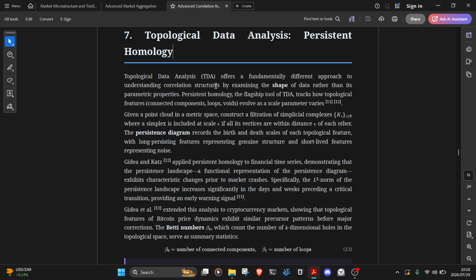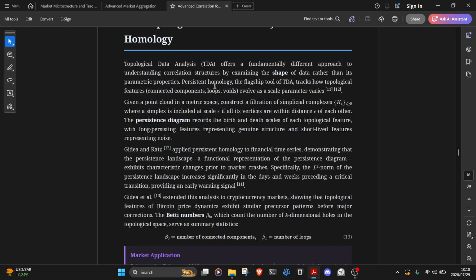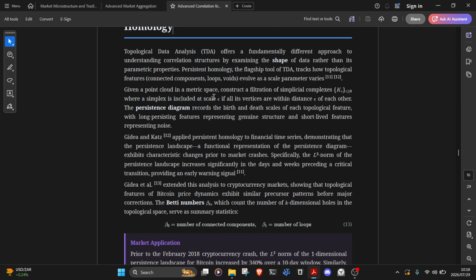Topological data analysis, TDA for short, offers a fundamentally different approach to understanding correlation structures by examining the shape of data rather than its parametric properties. Persistent homology, the flagship tool of topological data analysis, tracks how topological features (connected components, loops, voids) evolve as the scale parameter varies. Given a point cloud in a metric space, I'm assuming you already know what a metric space is. If you don't, a metric space is just a set endowed with a distance function, right?